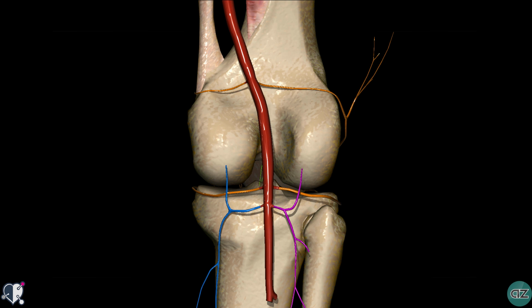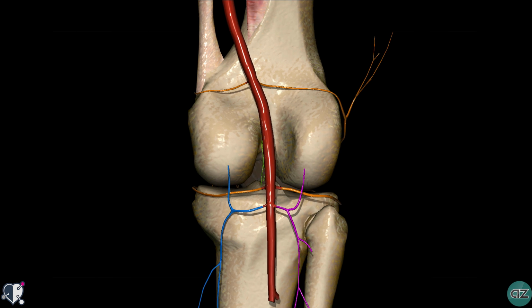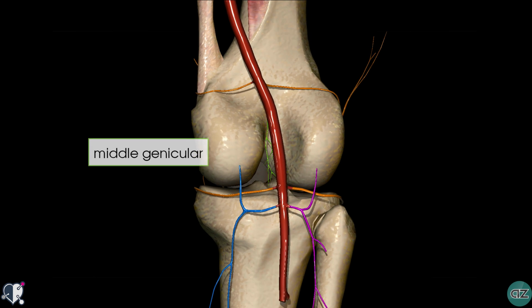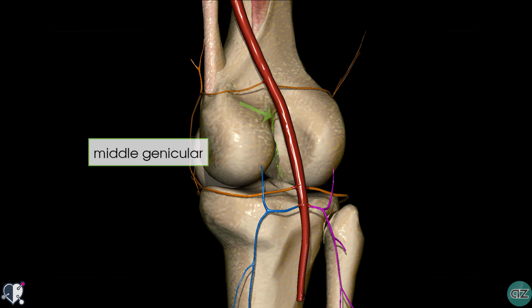At the midpoint of the popliteal artery entering into the posterior aspect of the knee joint, there's another genicular artery known as the middle genicular artery. If I rotate the model around slightly, you can see this branch highlighted in green entering into the posterior aspect of the knee joint. The middle genicular artery pierces the oblique popliteal ligament to supply the synovial membrane and the cruciate ligaments of the knee.